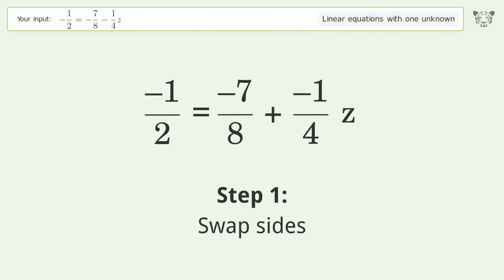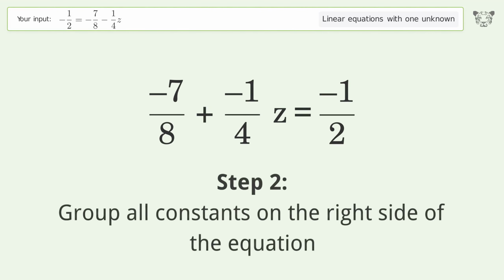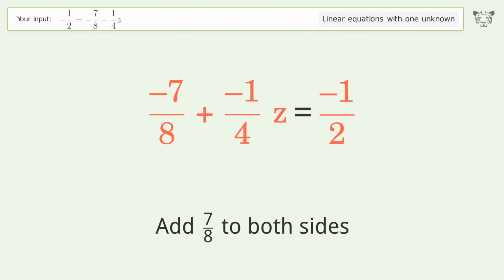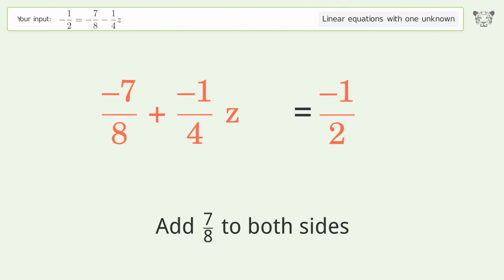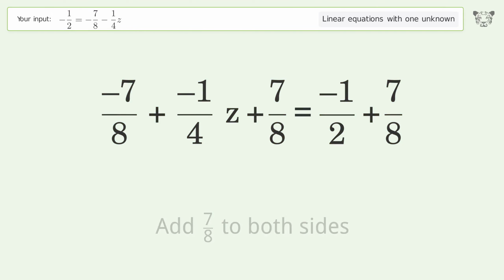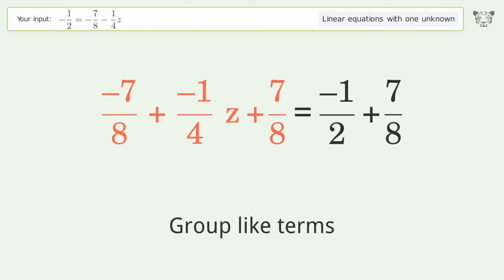Swap sides. Group all constants on the right side of the equation. Add 7/8 to both sides. Group like terms.